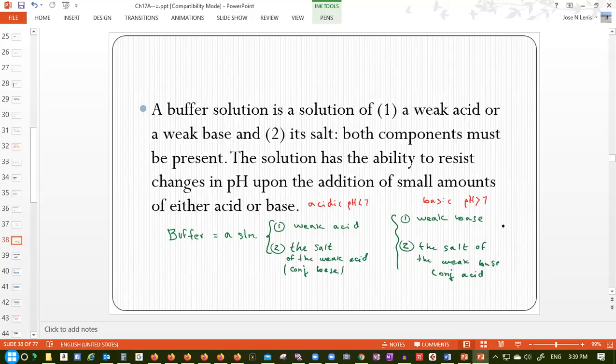And why do we want to do this? What is the point? The way these two are going to work, once you prepare that solution, it has the ability, it's a property, to resist changes in pH upon the addition of small amounts of acids or bases. And that's the main purpose of making a buffer.